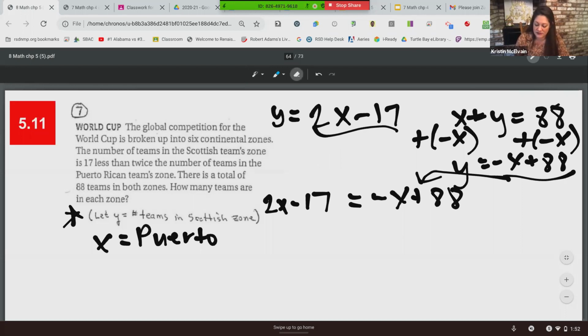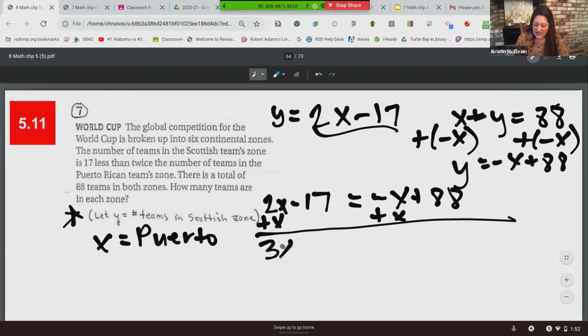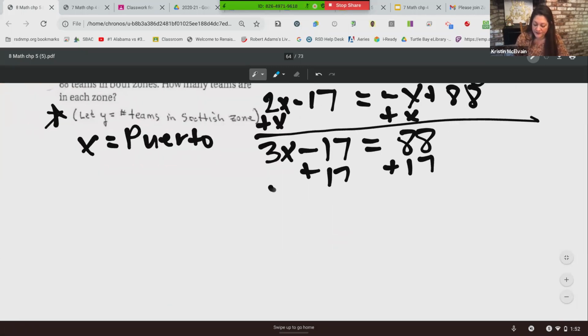All right, so I'm going to add the opposite here. So add x to both sides. That gives me 3x minus 17 equals 88. Add the opposite. Gives me 3x equals 8 plus 7 is 15. Carry my 1, 8, 9, 10, 105. Divide both sides by 3.